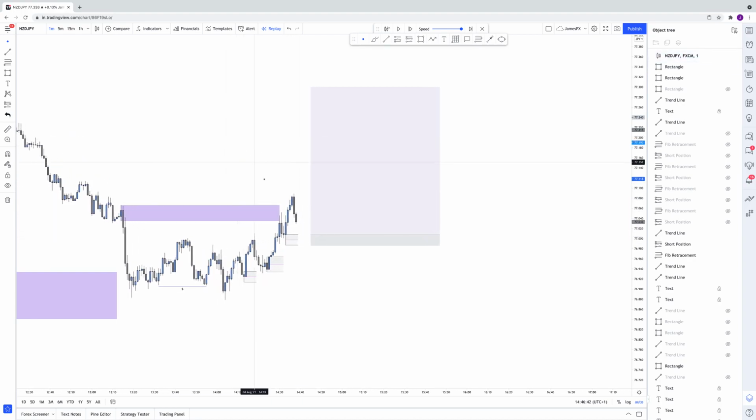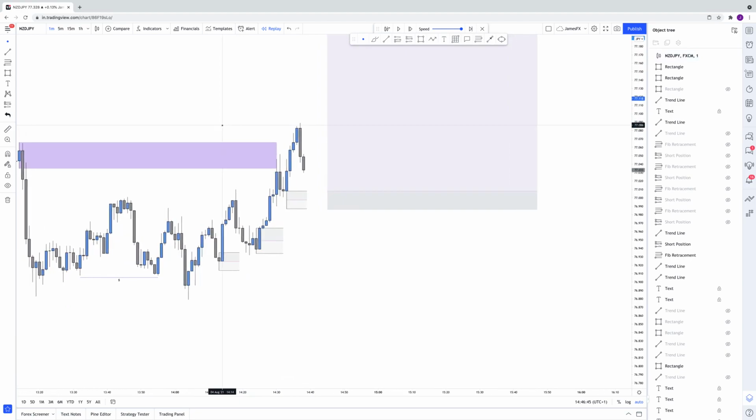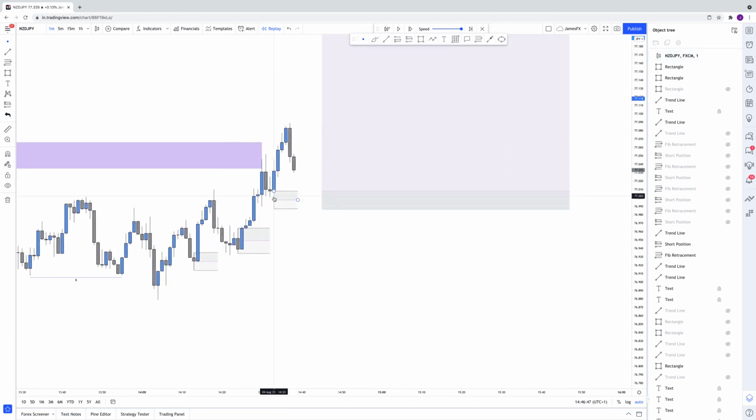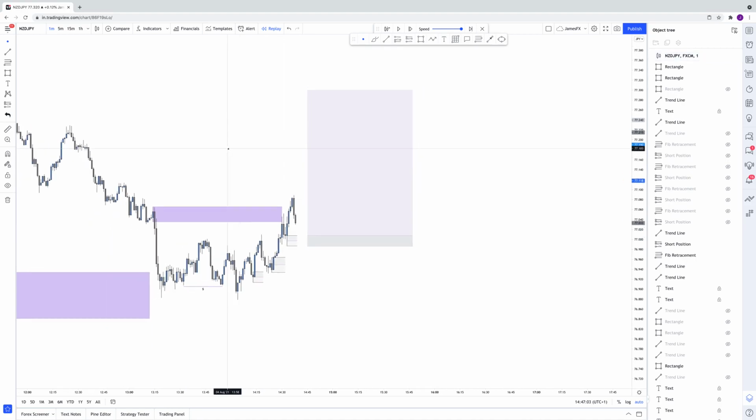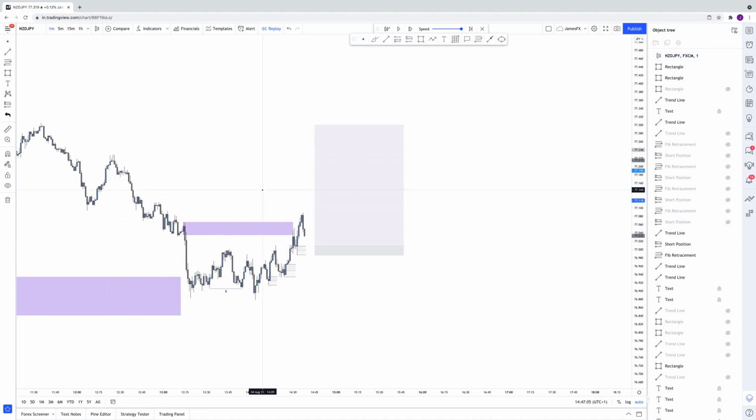Now in this example, we do have a couple of areas. For me, I'd be looking at this wick, as you can see, or you can take that candle there. For me, the wick would be the extreme, and this candle here would be another area where you can be looking to take trades from. And there's not really a right and wrong.